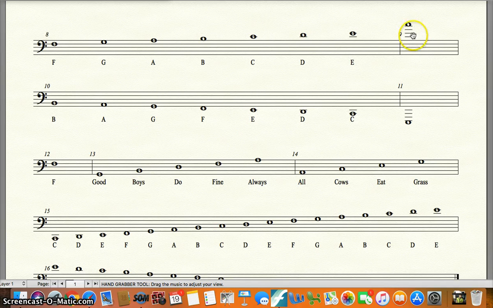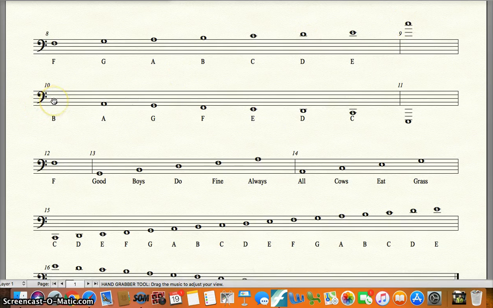Space above that is D. Second ledger line is E. Space above that is F. Third ledger line is G. Space above that we go back to A. Fourth ledger line up is a B. And the space above that is a very high C in the bass clef.